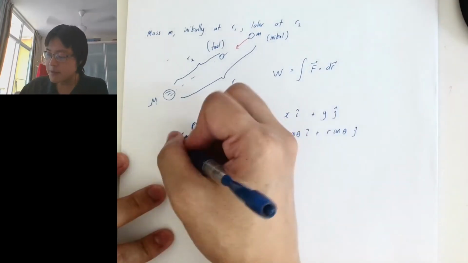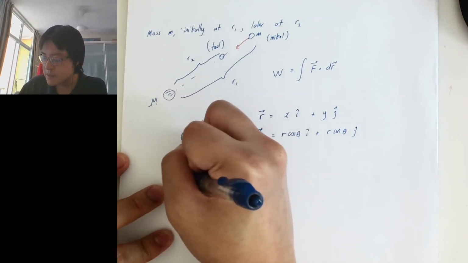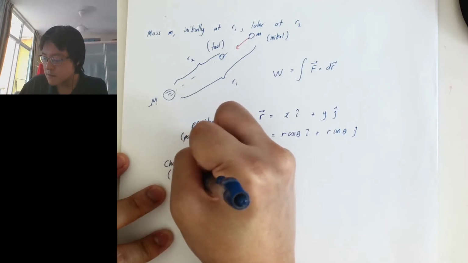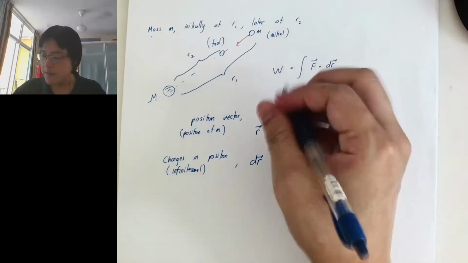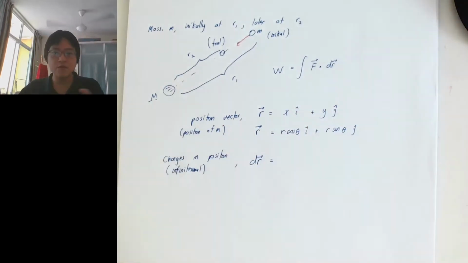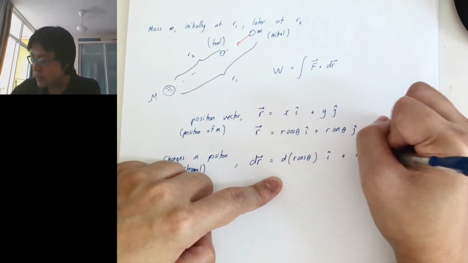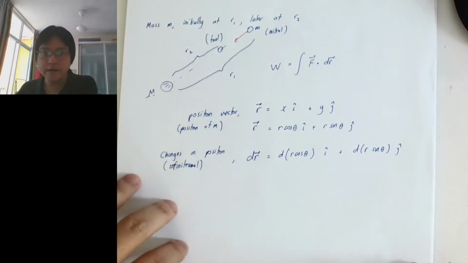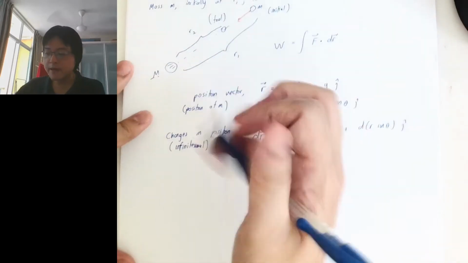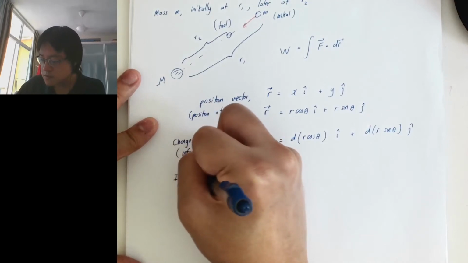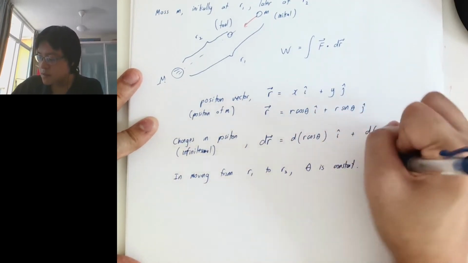Then I want to look at the changes in position, the infinitesimal change. This means I want to find the change of r, which we usually write as a differential. The change on the left hand side should equal the change on the right hand side. So what is the change in r cos theta, and what is the change in r sine theta? Everyone follow so far, right? r is a variable and theta is a variable, but in this case, in moving from r1 to r2, theta is constant. So only the radius changed.